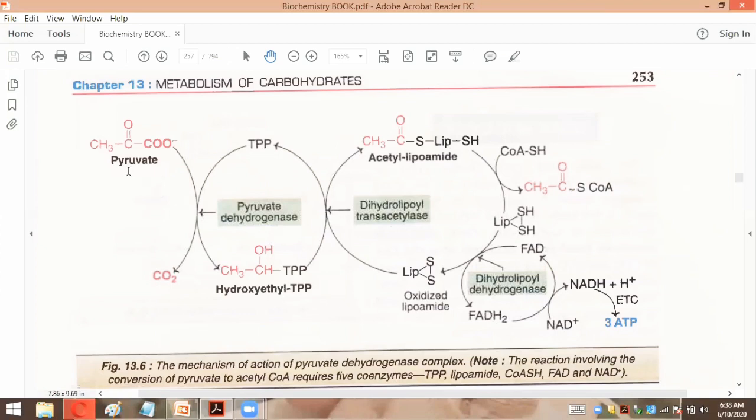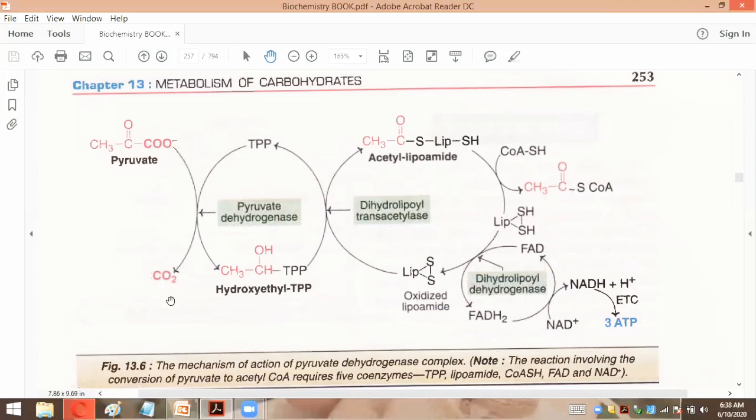This is pyruvate. ठीक है, pyruvate is a 3 carbon molecule. This is 1, 2 and 3. This pyruvate contains the carboxyl group. This carboxyl will be removed by the action of the E1 enzyme. ठीक है, pyruvate dehydrogenase. Pyruvate dehydrogenase क्या करेगा, ये carboxyl को remove करेगा in the form of carbon dioxide.